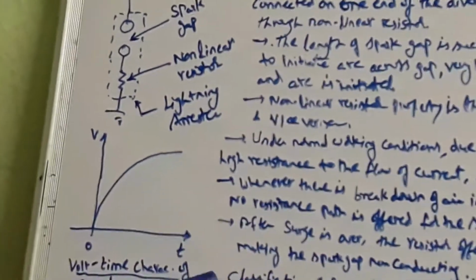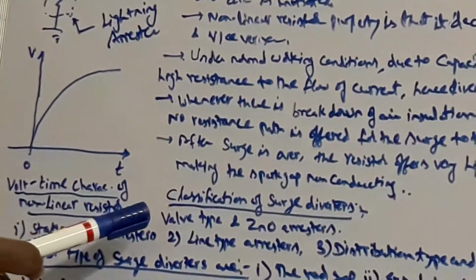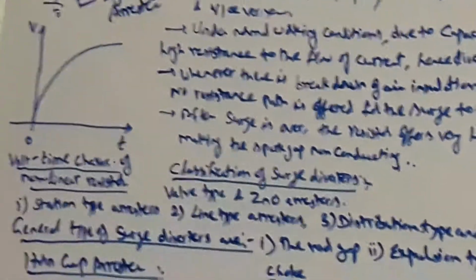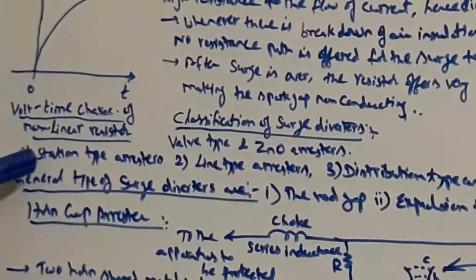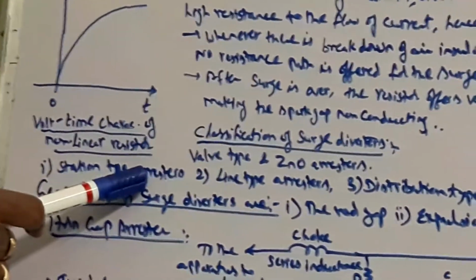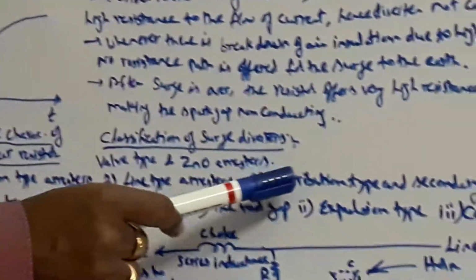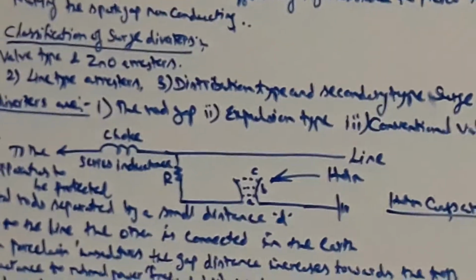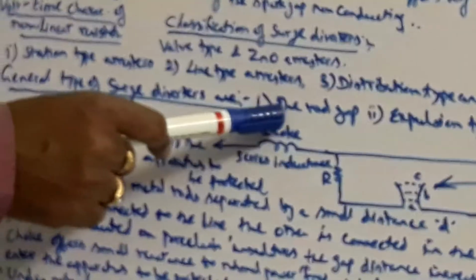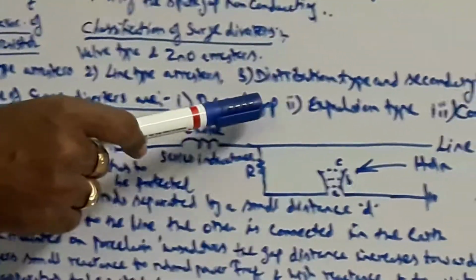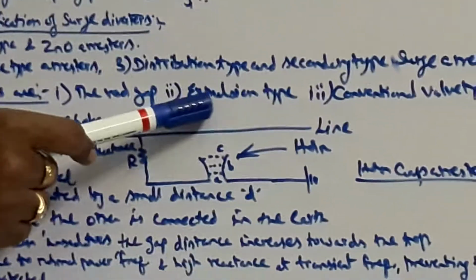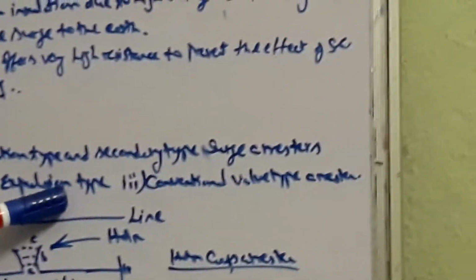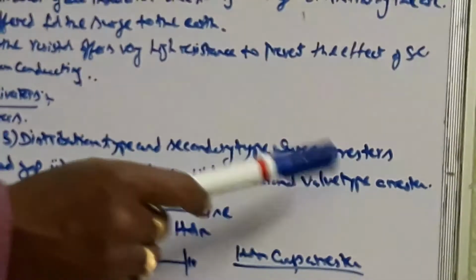Now coming to the classification of surge diverters. Some of the important classifications of surge diverters are valve type and zinc oxide arresters, and based on the application, station type arresters, line type arresters, distribution type and secondary type surge arresters are used. The general types of surge diverters are classified under the rod gap arrestor, expulsion type arrestor, and the third one is the conventional valve type arrestor.